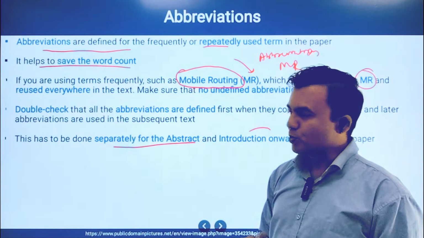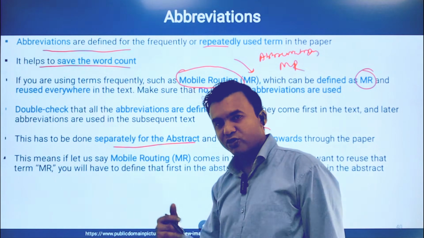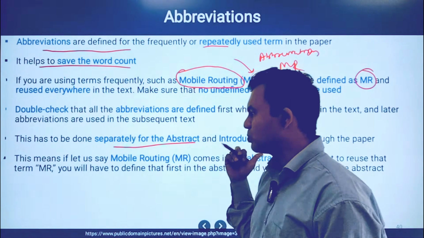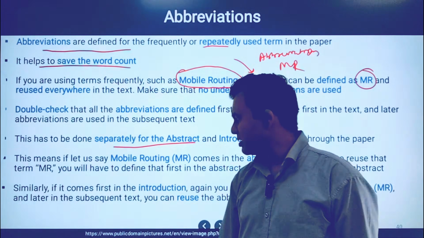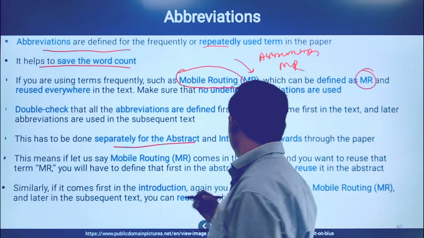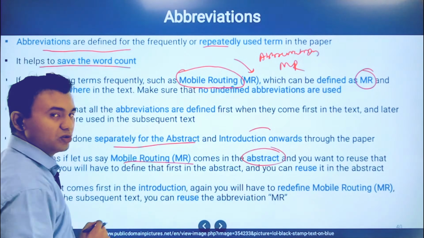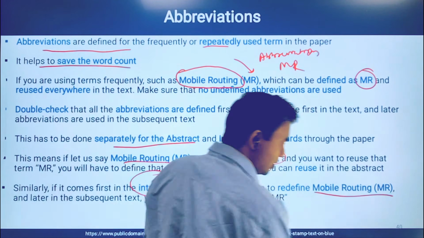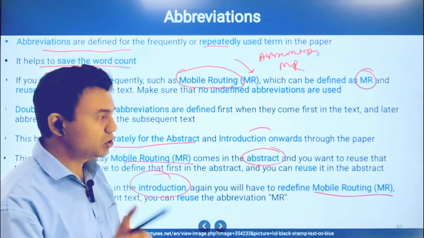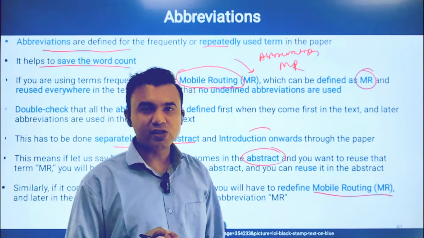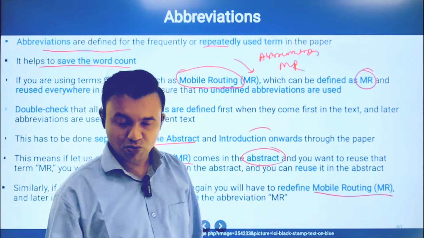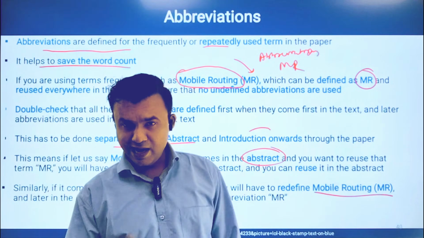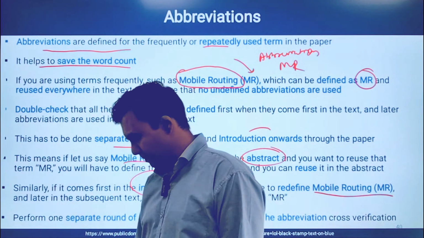That is the general practice which people follow, but follow the journal's guidelines. Sometimes they may advise otherwise also. Similarly, if it comes in the abstract first, define that and then reuse it. And if it comes in the introduction first, define that once and then reuse it, right? Just once. So you have to define 2 times in a paper. But some journals say just define once in the abstract and reuse it throughout the paper. In that case, do not define in the introduction again, just reuse it. Whatever the guidelines that journal says, use it.